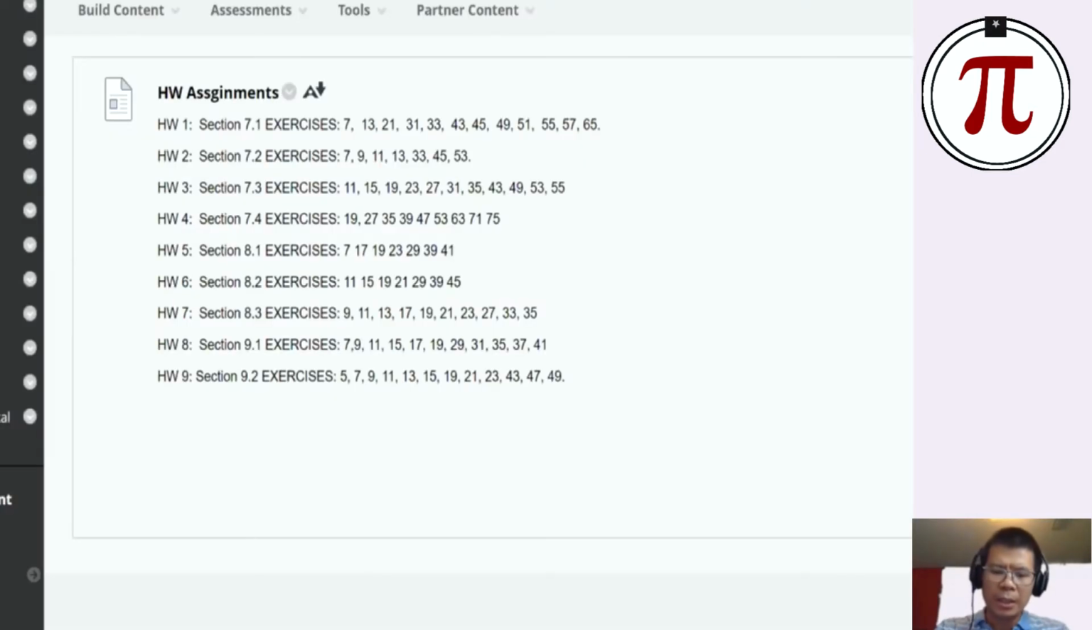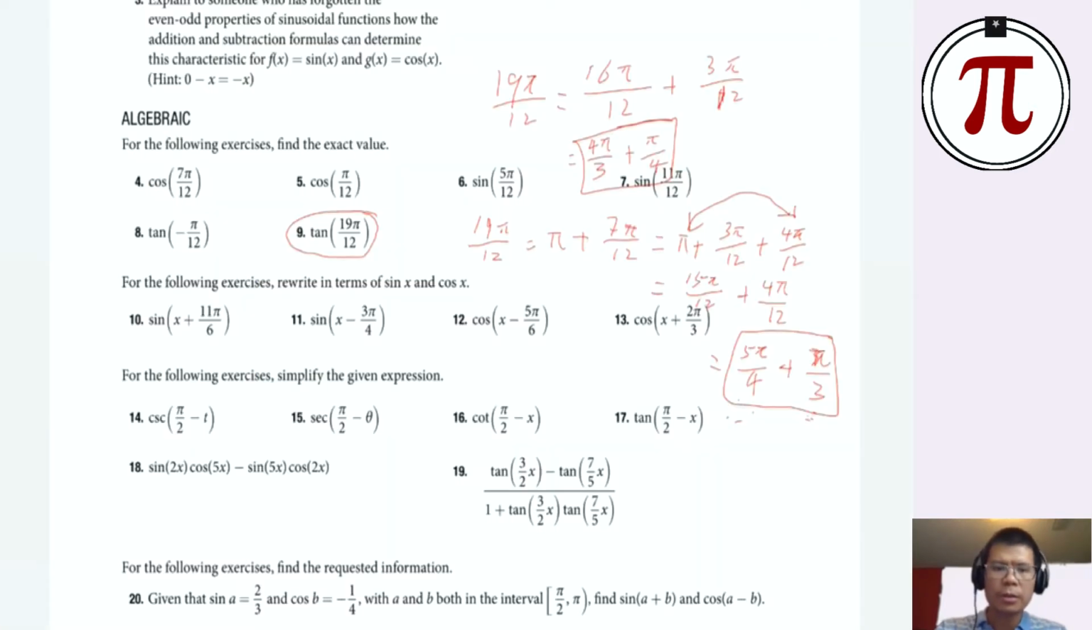Any other questions on this one? Can we do number 15? Okay, sure. Number 15 here.